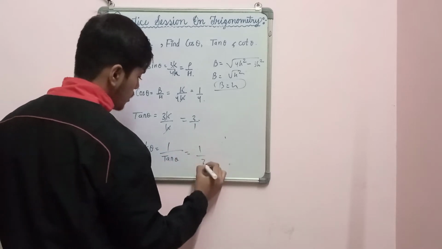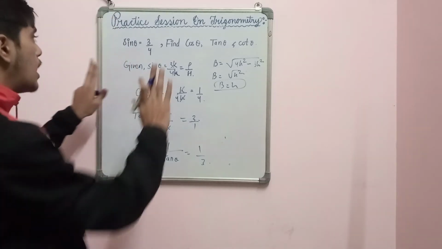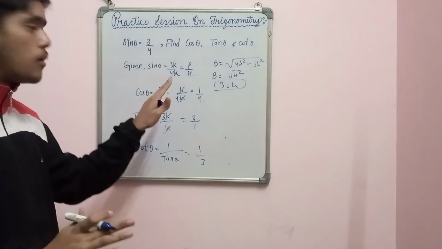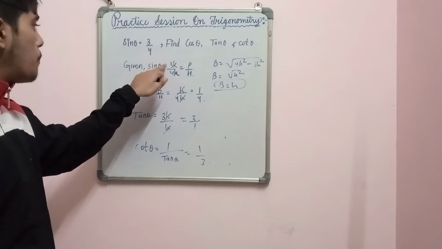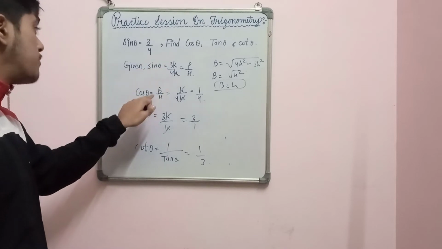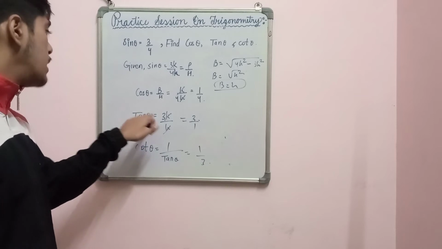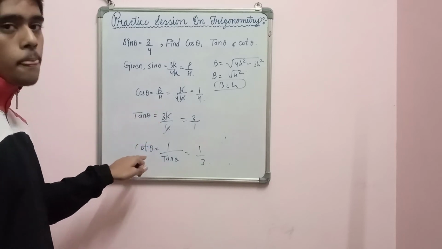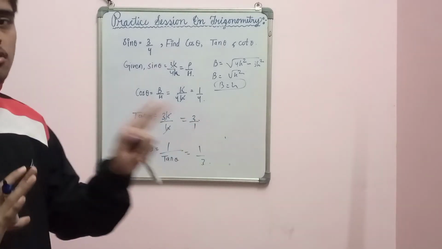So it will be 1 by 3. So this is how easily you can find. You just need to remember which trigonometric ratio defines what. Sine defines the ratio of perpendicular and hypotenuse. Cos defines the ratio of base and hypotenuse. Tan defines the relation between perpendicular and base, and cot is the reciprocal of tan. This is all you have to remember, and you will be able to solve all the questions.